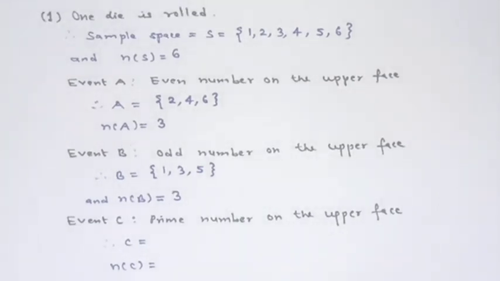Event C, prime number on the upper face. 1 is neither a prime number nor a composite number. Other prime numbers are 2, 3 and 5. So you will write 2. 2 is the smallest prime number, then 3 and 5. And then when you count 1, 2 and 3, NC is 3. I hope you know what prime numbers are.